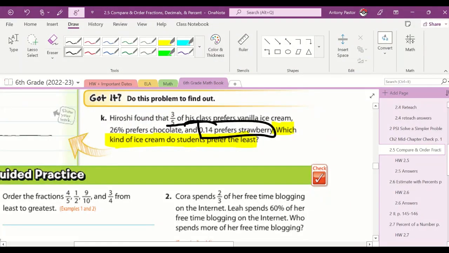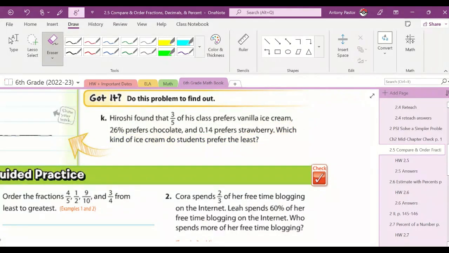And again, a word problem deserves a word answer, so it would be something like: Students in Hiroshi's class prefer strawberry ice cream the least.